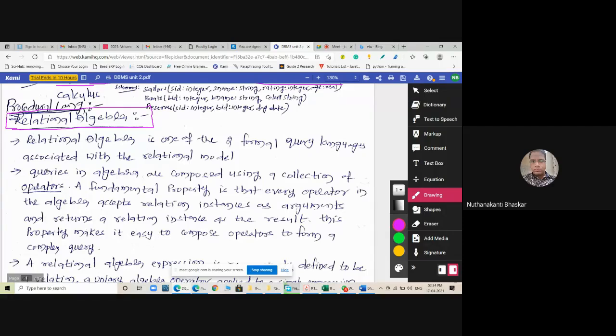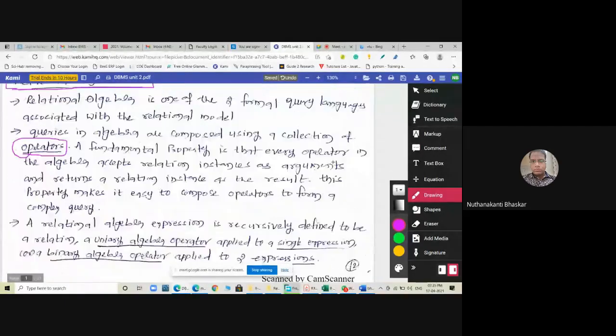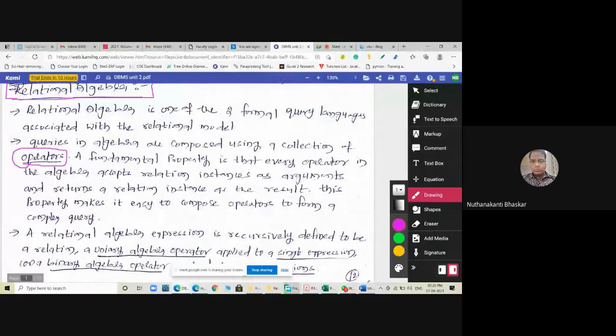Because it is a procedure-oriented language, a query in relational algebra is composed using a collection of operators. When you write any expression, it is a combination of operators and operands. We have to use many operators in relational algebra to construct the query. I will show you one by one.